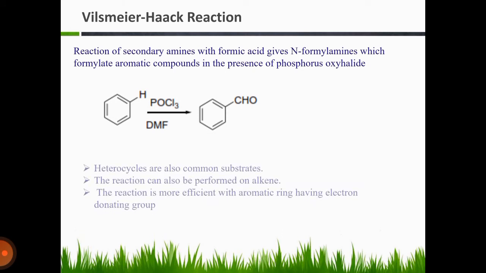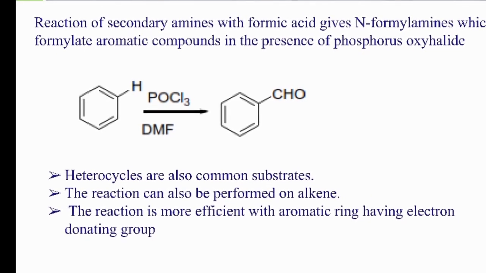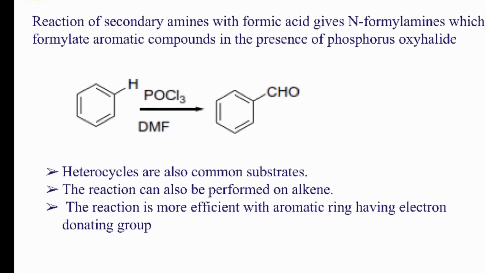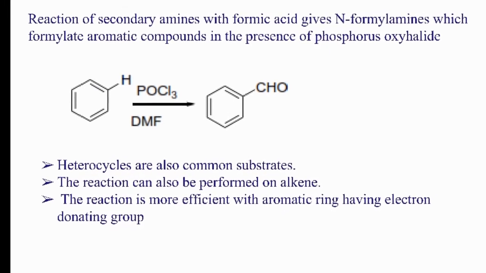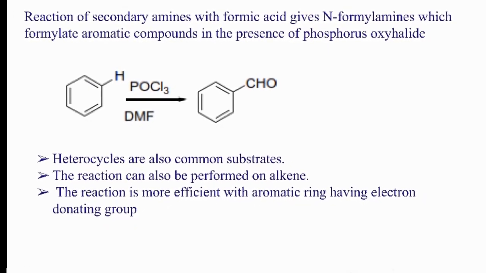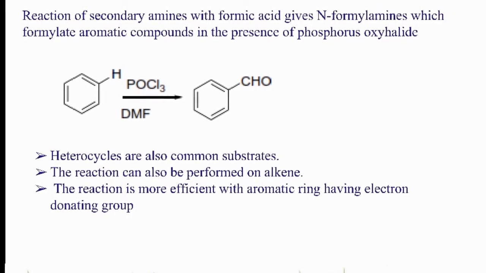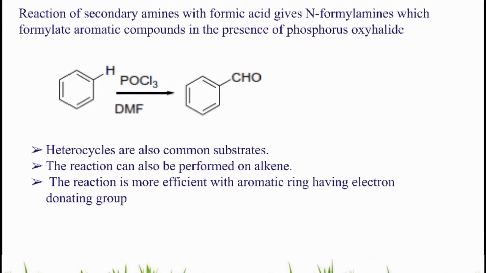So Vilsmeier-Haack reaction is a reaction of secondary amines with formic acid, which gives N-formylamines, which formylate aromatic compounds in the presence of phosphorus oxychloride. This is how it happens. And the speciality of the Vilsmeier-Haack reaction is that heterocycles are also common substrates. Pyrrolidine and all could be used. The reaction can also be performed on alkenes. The reaction is more efficient with aromatic rings having electron donating groups.